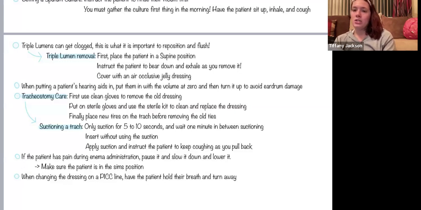When dealing with a patient who requires hearing aids, we always make sure that they are at 0 volume before we put them in. And once they are in, then we turn them up as needed. This is going to help avoid eardrum damage.